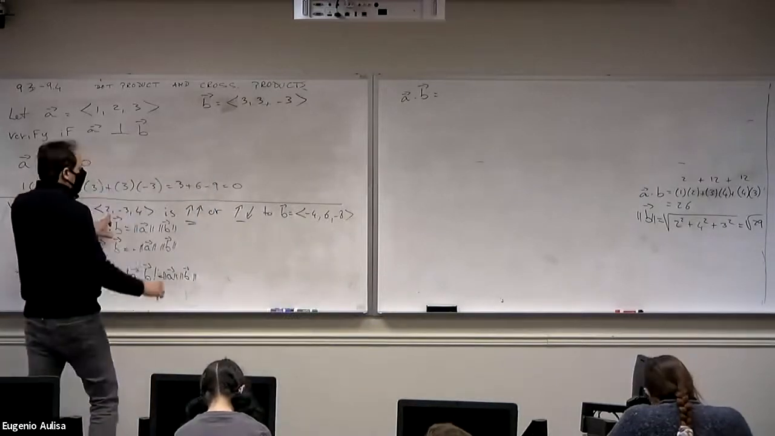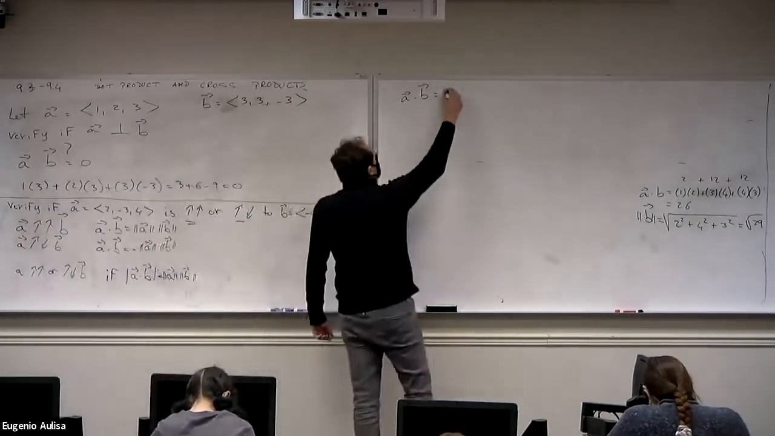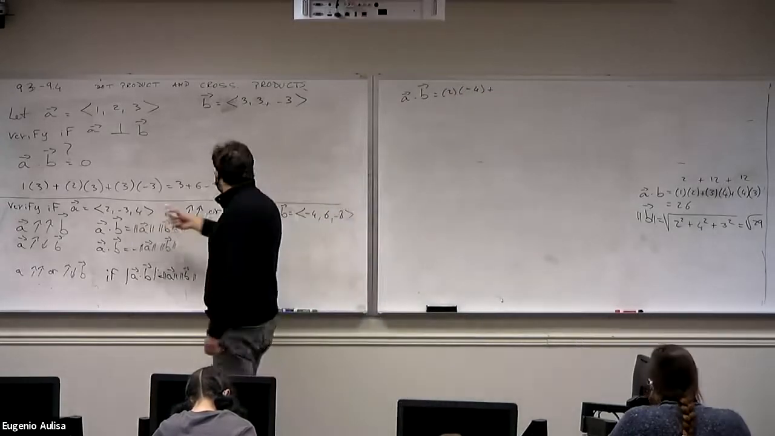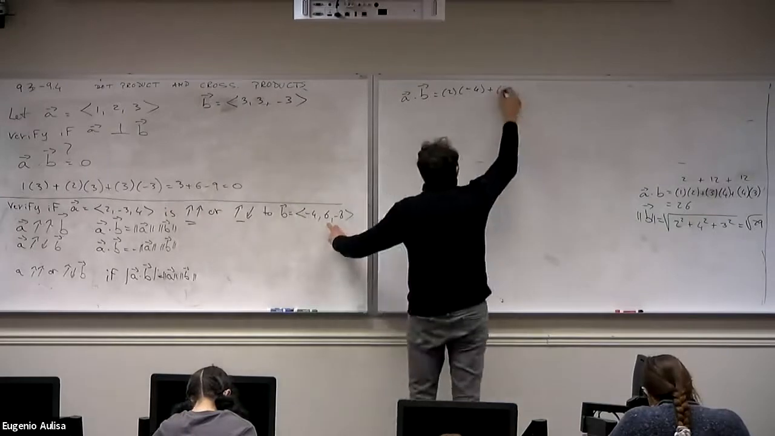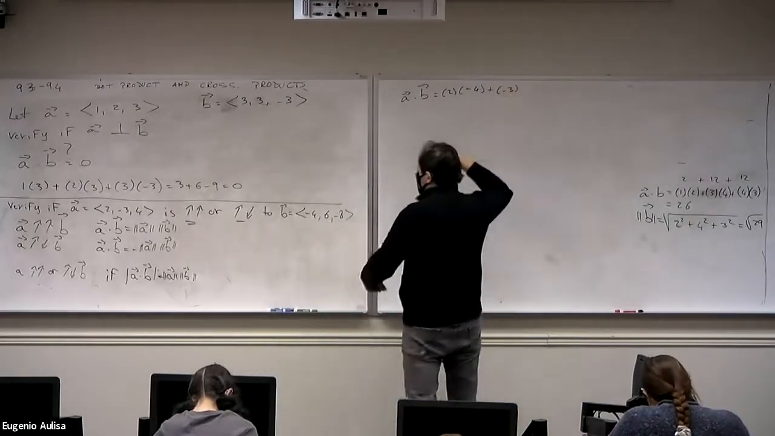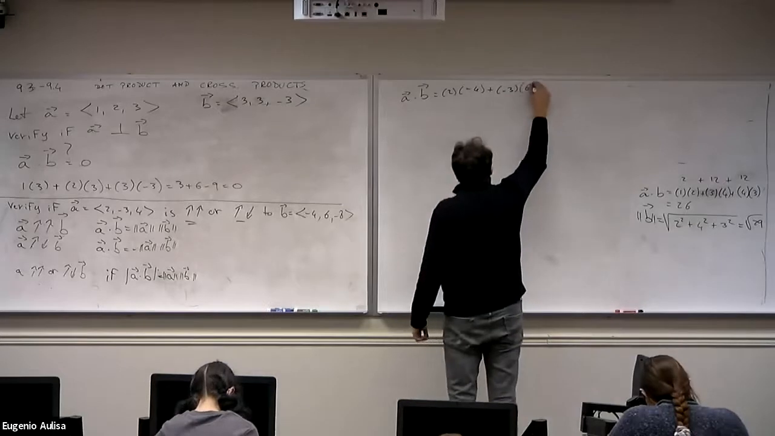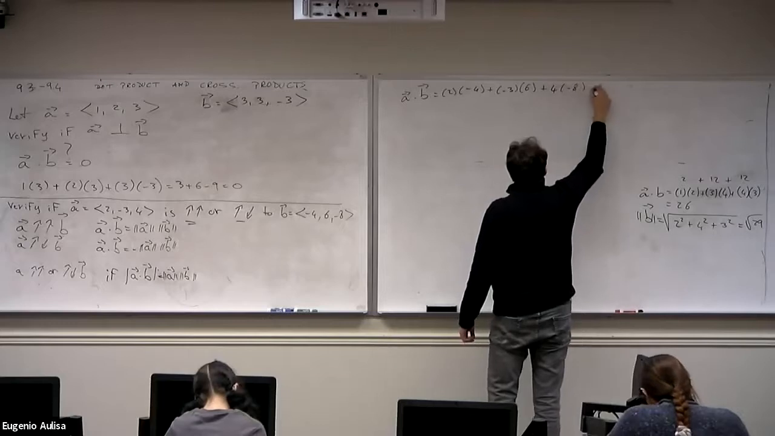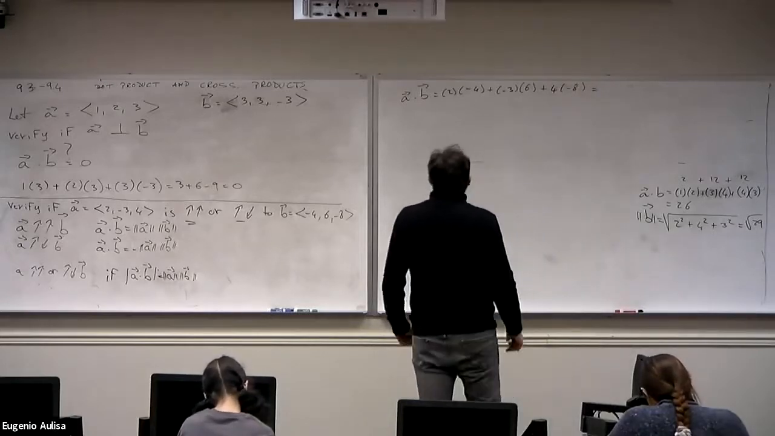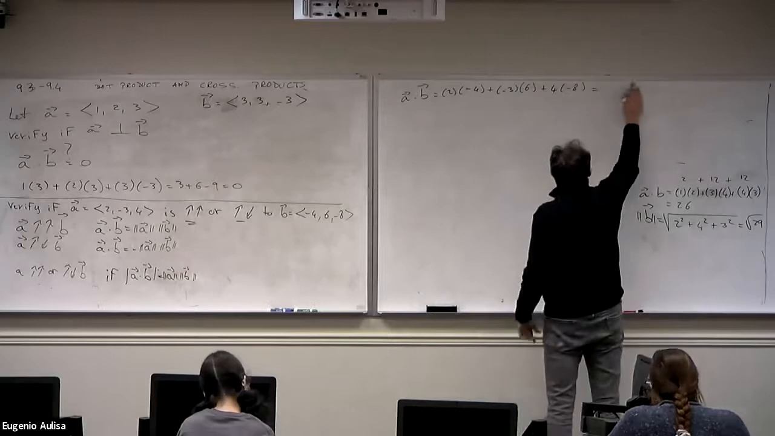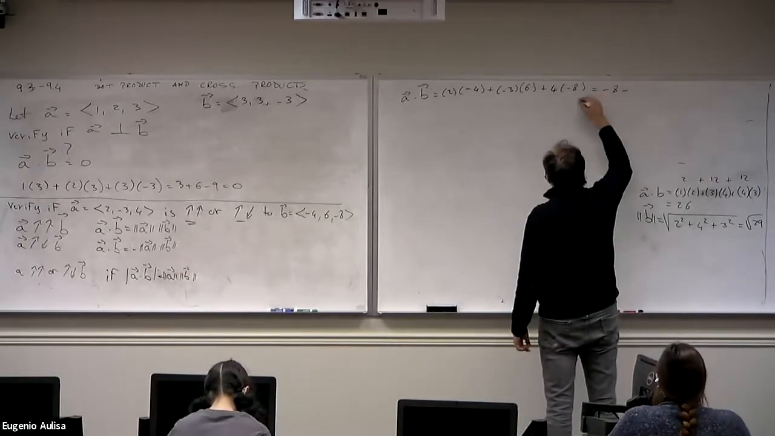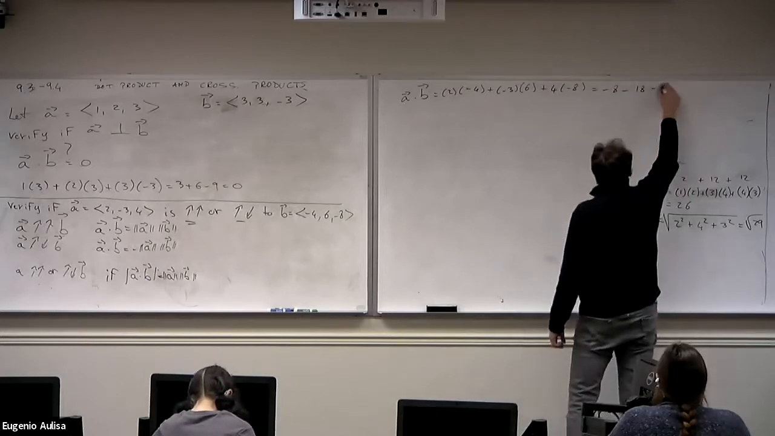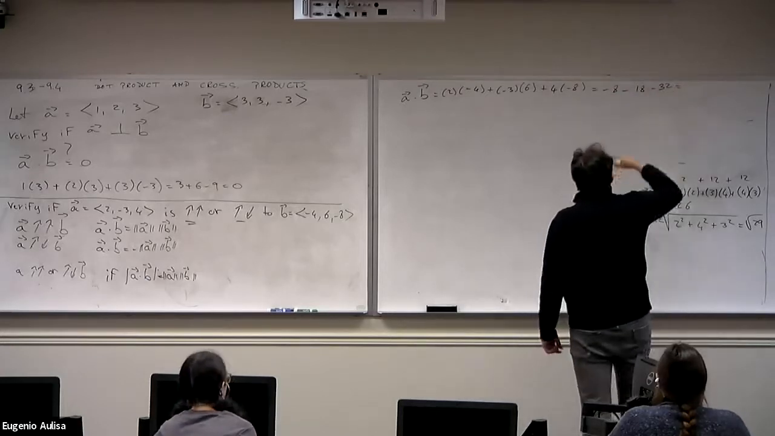It's going to be 2 times -4 plus -3 times 6 plus 4 times -8. So it's going to be -8 minus 18 minus 32. So -40, -58.